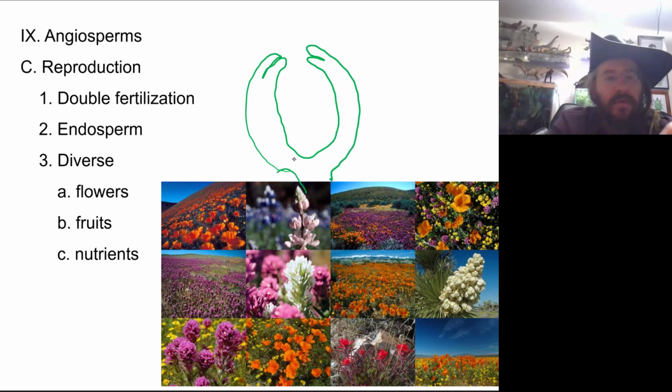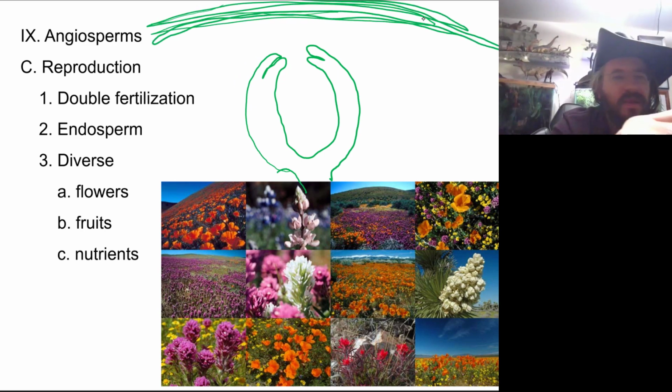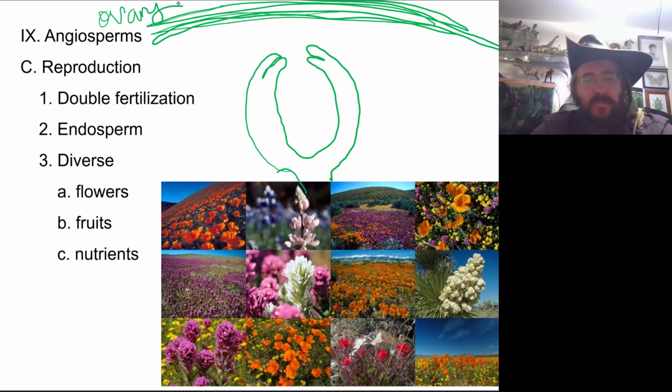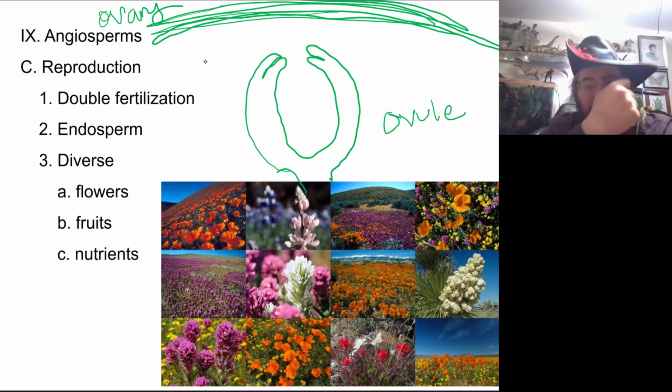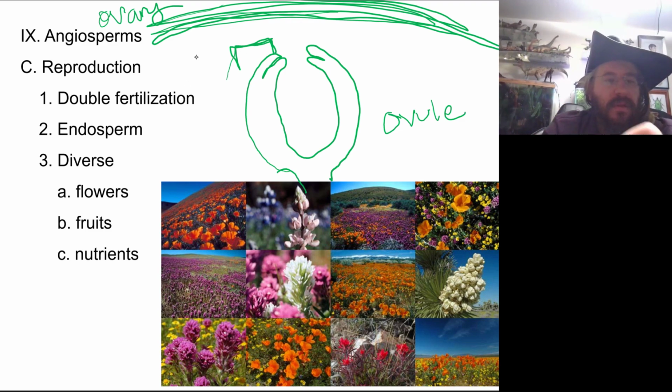So, here is our ovary, just somewhere outside. And then here is going to be our ovule. And this is our double layer thick integument. Double integument, just to think of it.